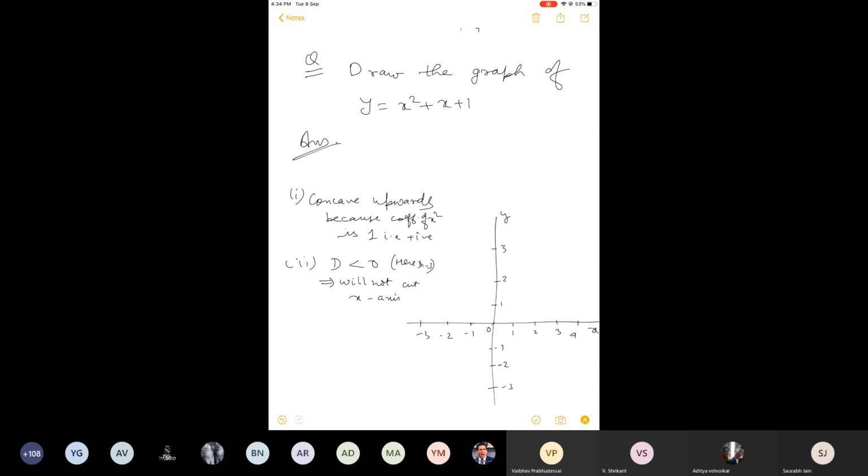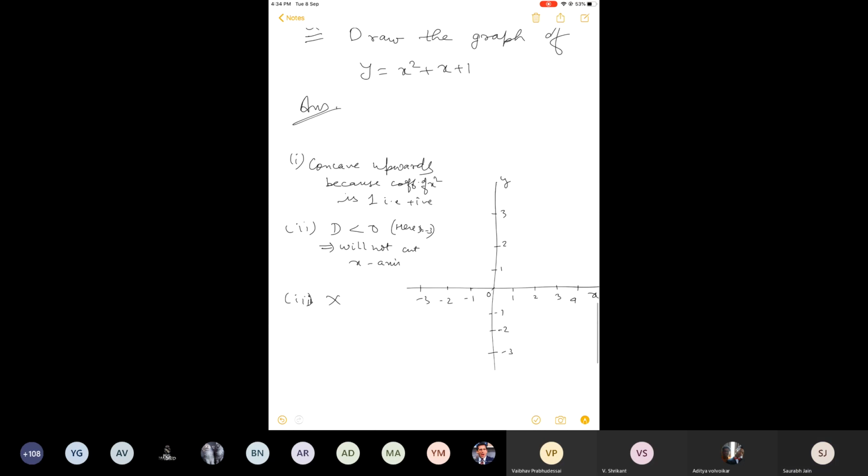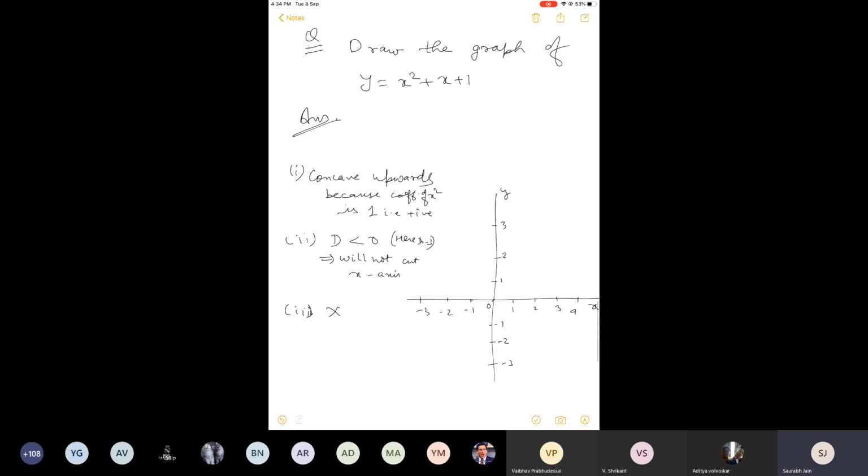Now, third part. Third part is not valid. Why? Because there are no roots. Yes, correct. If possible, find the roots. It is not possible here because the roots are imaginary. So, third part is rejected.